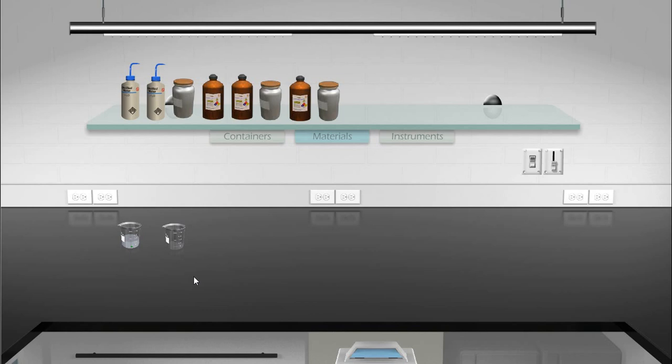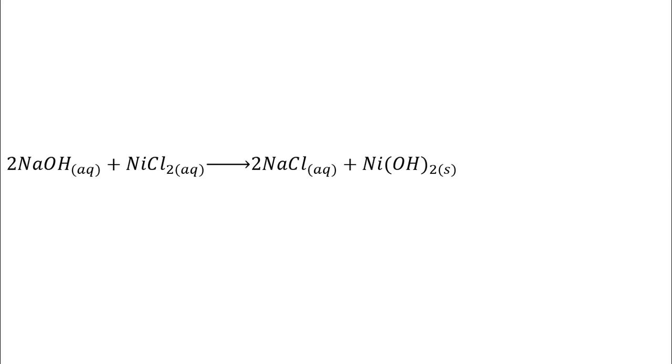In order to identify what these two products are, we must turn to the chemical equation for the reaction we have just carried out. Because this was a double displacement reaction where the positive and negative ions of the reactants swapped with one another, the products of this reaction are aqueous sodium chloride and solid nickel 2 hydroxide. Once we balance this equation, we see that it takes 2 moles of aqueous sodium hydroxide reacting with 1 mole of aqueous nickel 2 chloride to form 2 moles of aqueous sodium chloride and 1 mole of solid nickel 2 hydroxide.